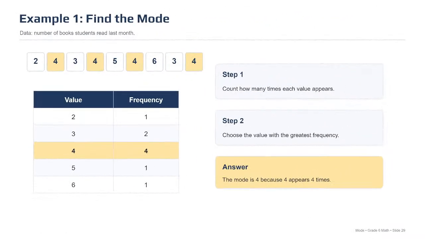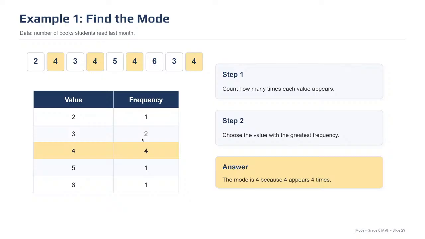Example 1, find the mode. The data is the number of books students read last month. Here, as you can see in the data, value 2 has frequency 1, 3 has frequency 2, 4 has frequency 4, 5 has frequency 1, and 6 has frequency 1. So the value with the greatest frequency is 4.